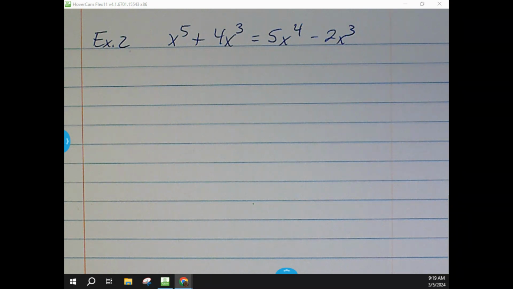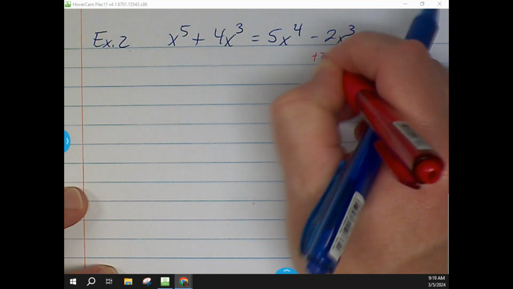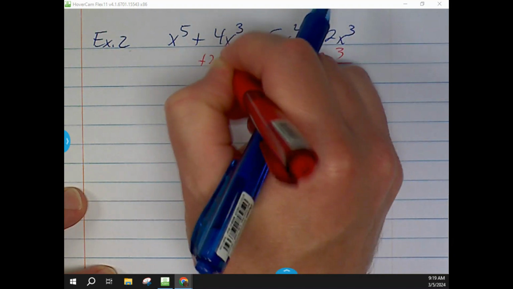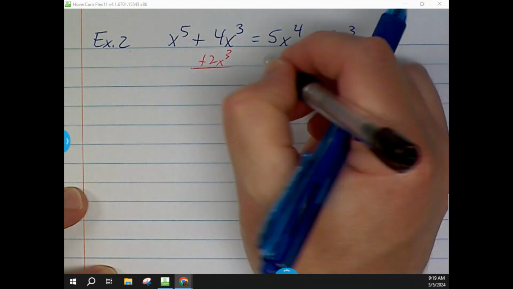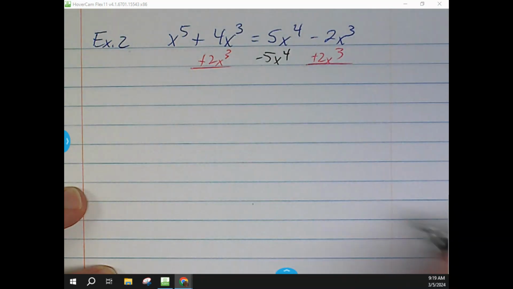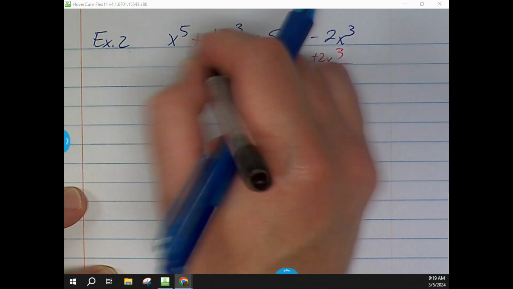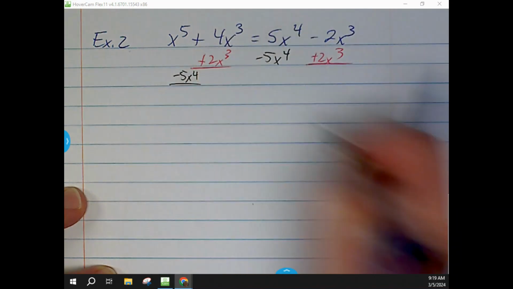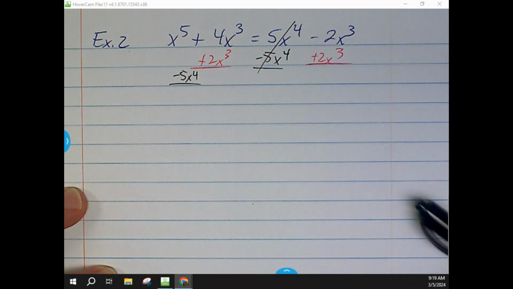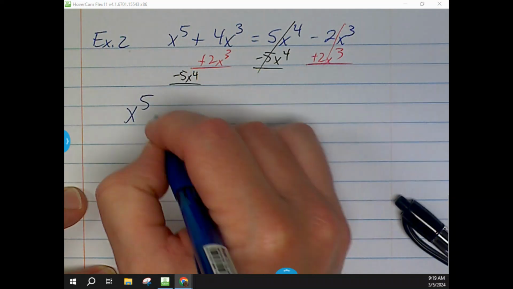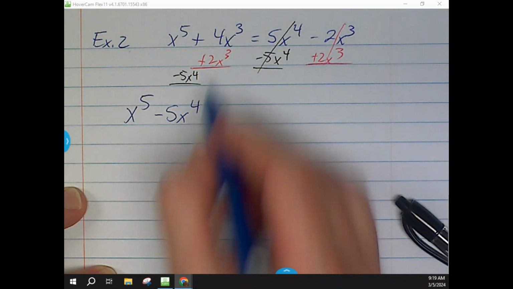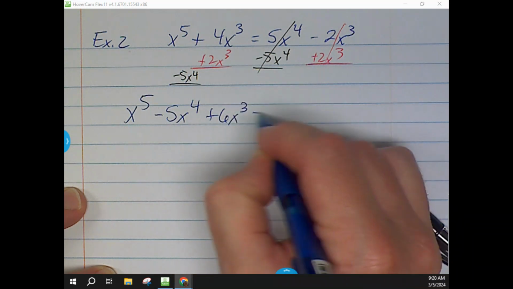Okay, so first thing with this one is it doesn't equal 0. And if we're going to factor, we're going to solve most things, it's got to equal 0. So we're going to move these things back over. If we add the 2x to the third over here, we can put that one there. And if you want to do two things at one time, go ahead and move the 5x to the fourth over. We'll subtract 5x to the fourth, and that one would go in between the x to the fifth and the x to the third. So that would cancel out. We got x to the fifth minus 5x to the fourth plus 6x to the third equals 0.